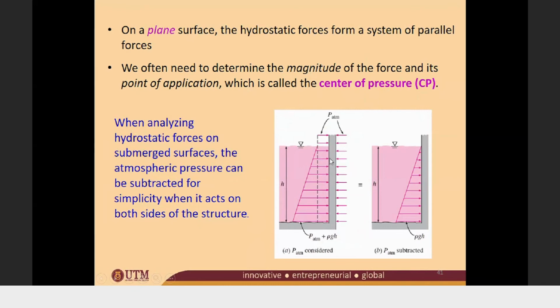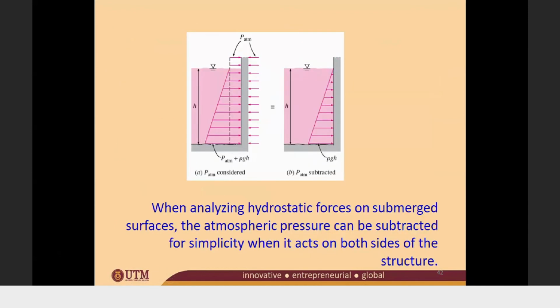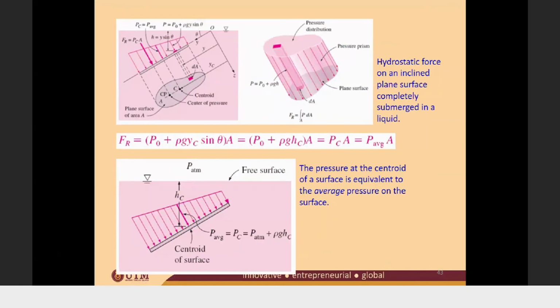So it's actually difficult, because at this point the pressure is P atm plus this H1. But at this point the H is different. So there's a variation of the hydrostatic pressure. So how are we going to do this? We are going to do this.